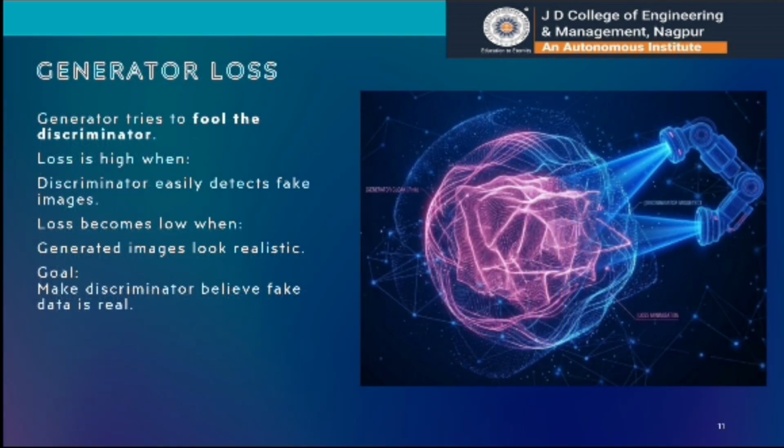So, what is generator loss? The generator loss measures how successful the generator is at fooling the discriminator. If the discriminator easily detects fake images, the generator loss will be high. However, if the generated images look realistic and the discriminator cannot distinguish them from the real images, the generator loss becomes lower. The ultimate goal of the generator is to create data that the discriminator believes is real.